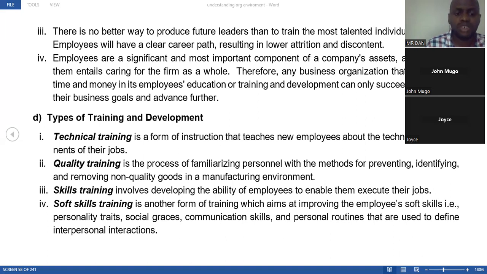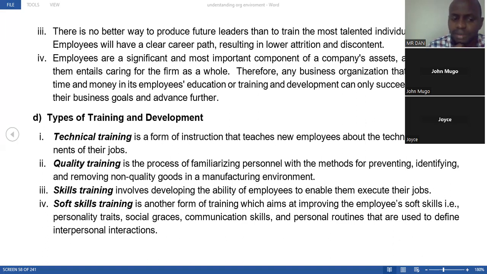Then we're also talking about quality training. This is the process of familiarizing personnel with the method of preventing, identifying, and removing non-quality goods in the manufacturing environment. So we are trying our level best as organizations so that we train you and you understand what happens in the manufacturing process, so that what you produce is a product that is going to be of quality to the customer, so that you do not waste or have defects that will affect even your reputation as an organization.